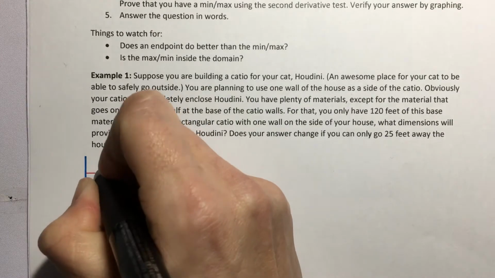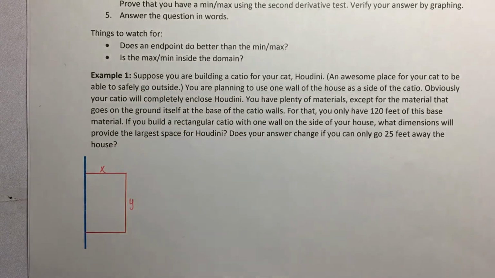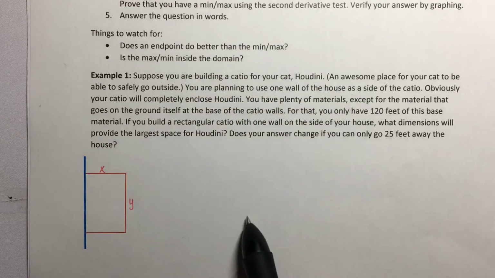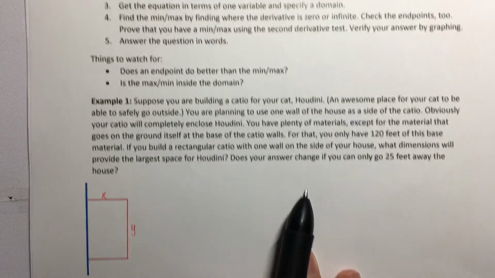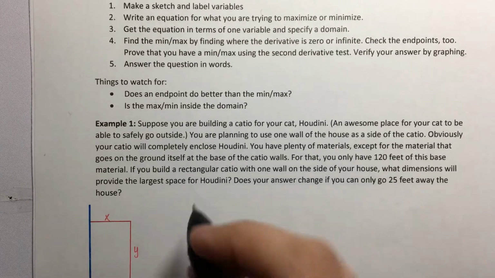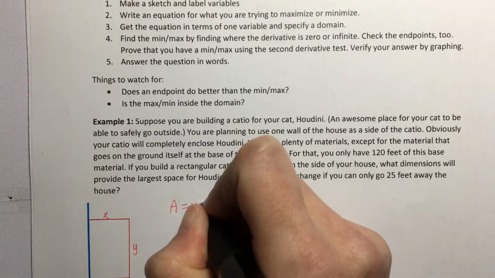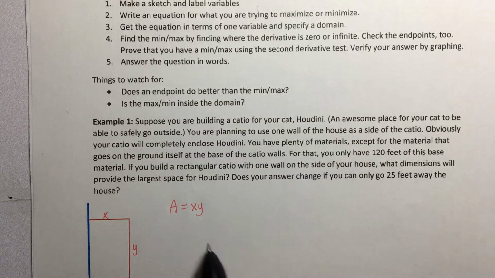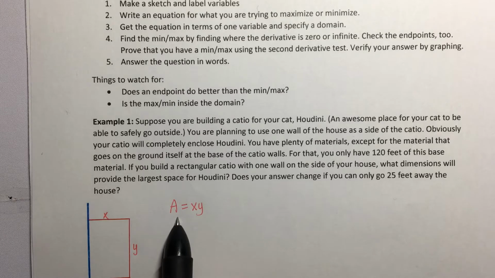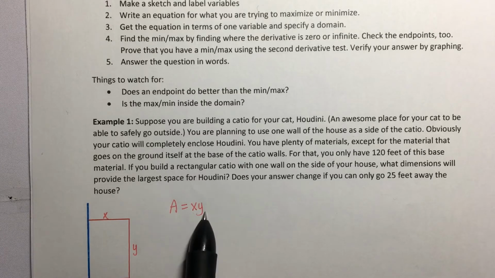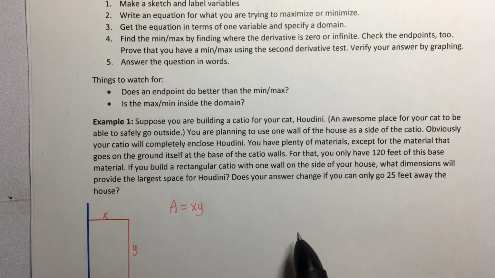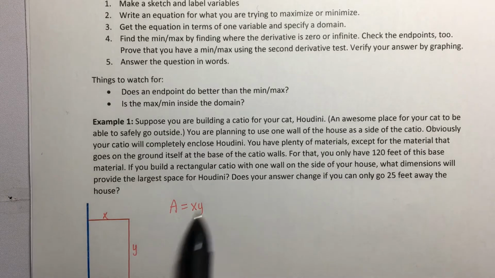I'm just going to call this guy X and this guy Y. Seems reasonable. Next, I'm going to write an equation for what you are trying to maximize or minimize. Remember, we're trying to get a maximum area, so my area is X times Y. And looking at this, it's like, oh, wait a second. We have too many variables here. This isn't a related rates question. So we're going to use other information in order to get rid of something.